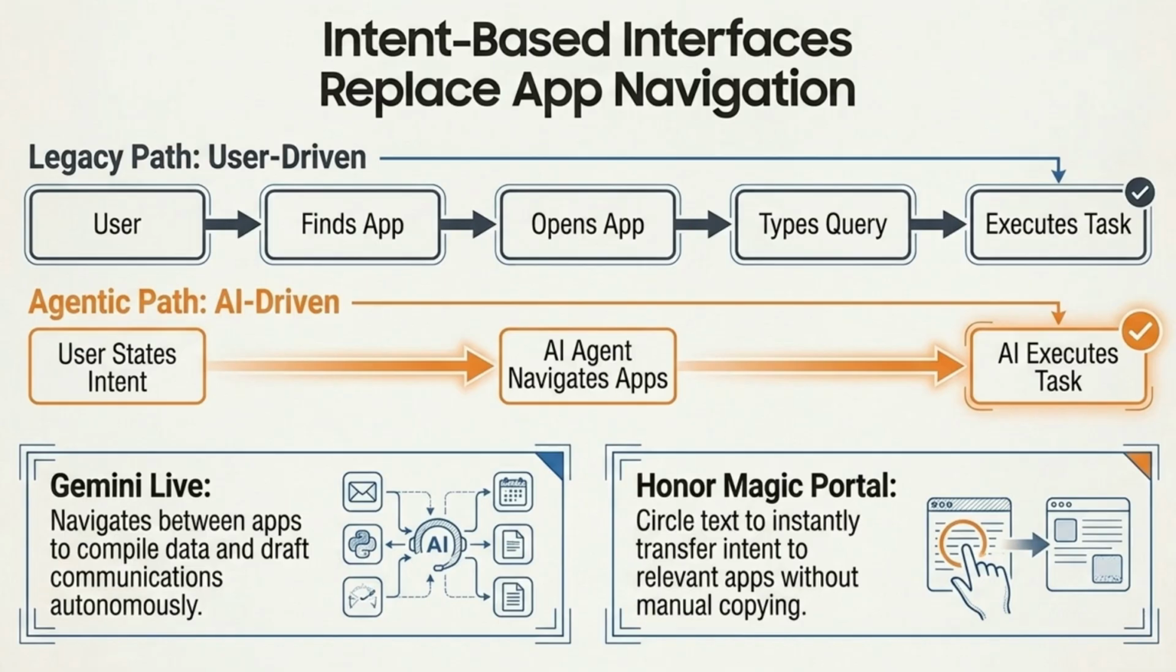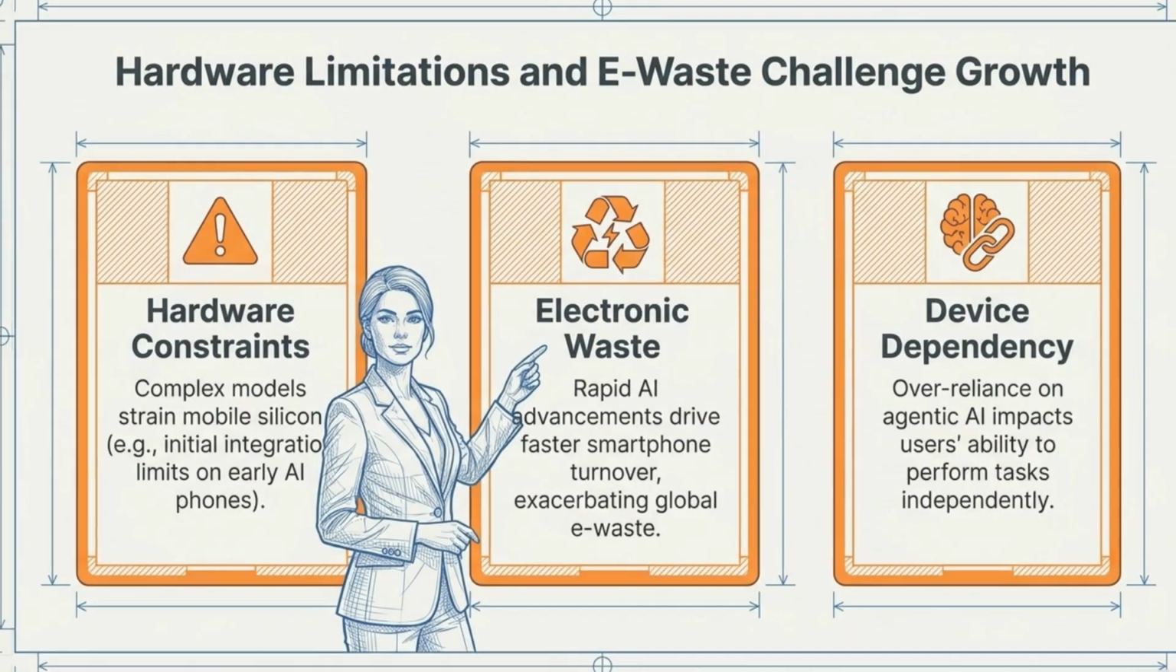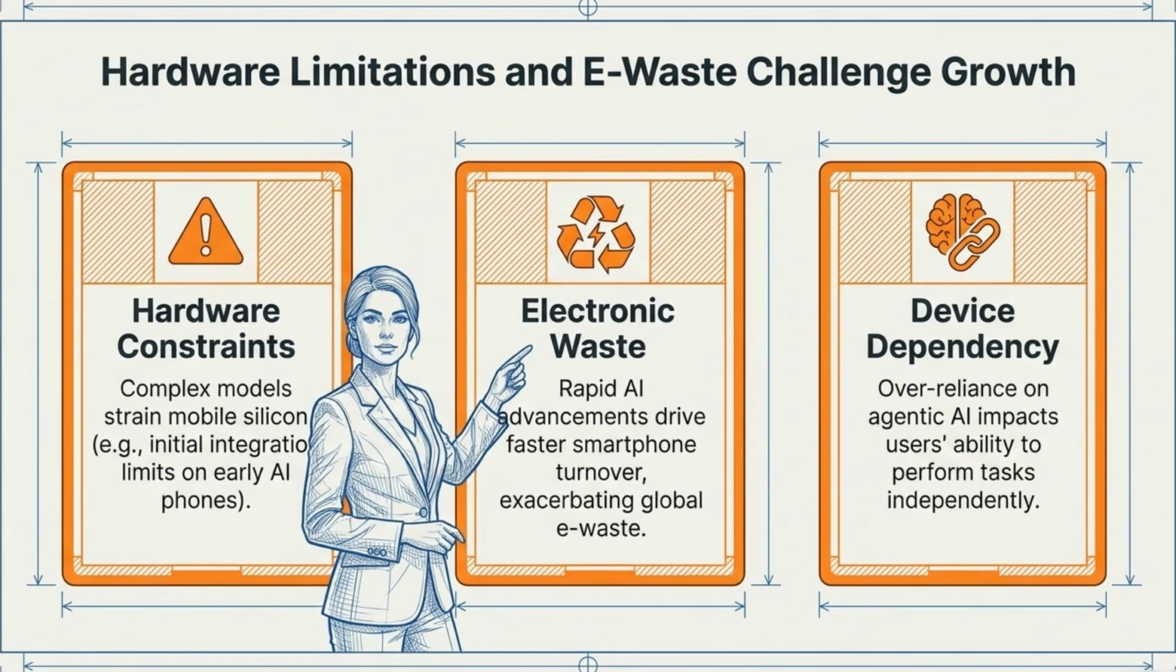We are shifting toward intent-based interfaces. Instead of manually navigating apps, AI agents can now understand your goal and execute tasks autonomously. Concepts like the T-phone look toward an appless future, where a conversational AI interface handles tasks like reservations and scheduling directly. However, this growth brings challenges, including hardware limitations, increased e-waste from rapid device turnover, and potential user over-reliance on AI agents.